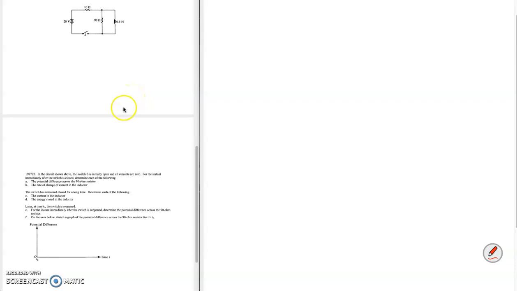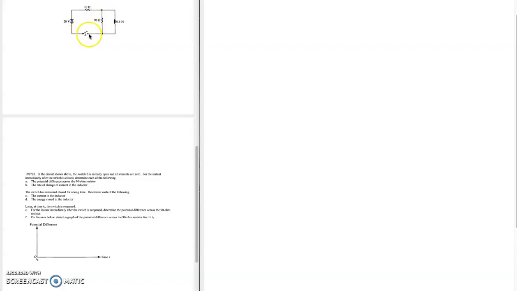1987 E3, and unfortunately the page break separated the diagram from the problem. So in the diagram we have a 20 volt battery in series with a 10 ohm resistor, and then a junction so that we have a 90 ohm resistor and a 0.5 henry inductor, and then a switch down there.